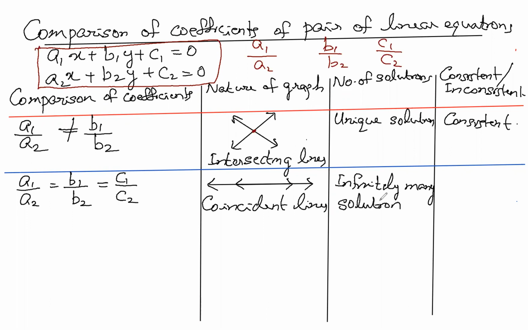Okay. So in this case, if it is infinitely many solutions, Benison, what is your idea? Is it consistent or inconsistent? Sir, having infinitely many solutions, consistent. It is consistent because if there is one solution or more solutions, if there is a solution, it is consistent. So we can write consistent.